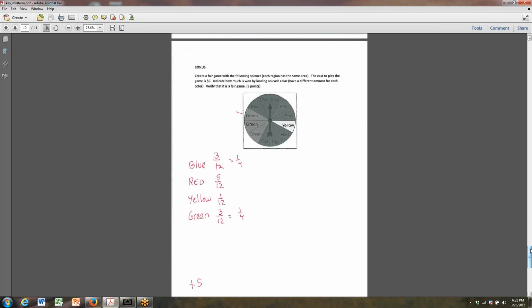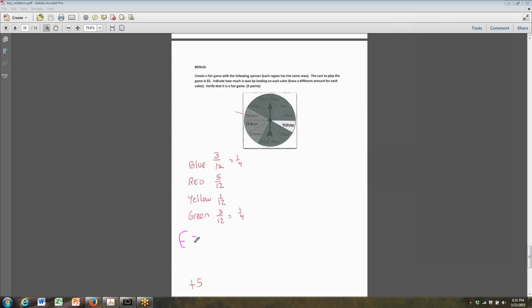With the following spinner, each region has the same area. The cost to play is $5. Indicate how much is won by landing on each color and verify that it's a fair game. So fair game, you need to show that the expected value is 0. So if I start looking at these and calculate, I need to calculate the expected value.